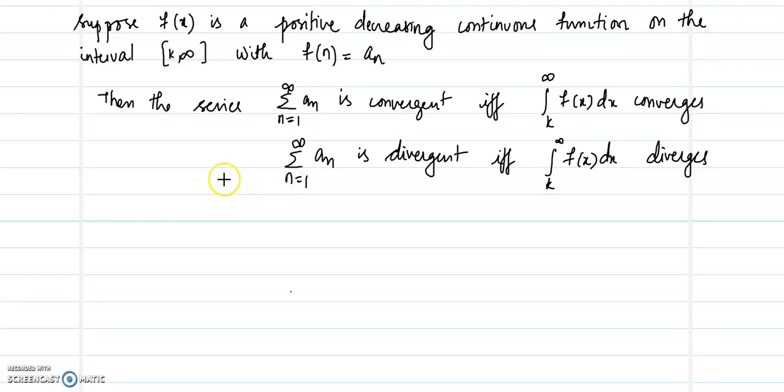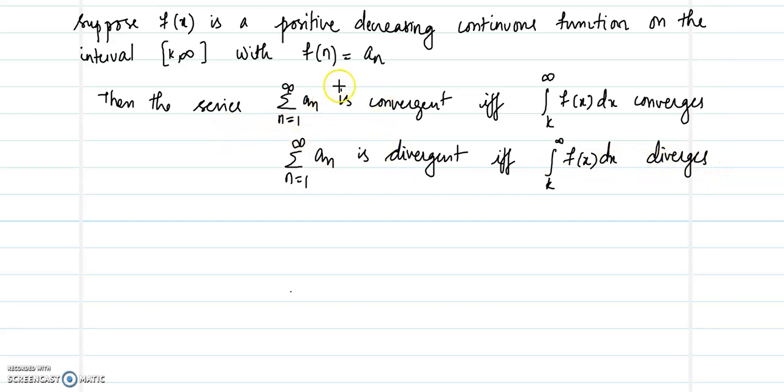So the integral test for convergence states that f of x is a positive, decreasing, continuous function on the interval k to infinity with f of n equal to a n. Then the series summation n equal to 1 to infinity a n is convergent if and only if the integral k to infinity f of x dx converges, and summation n equal to 1 to infinity a n is divergent if and only if the integral k to infinity f of x dx diverges.